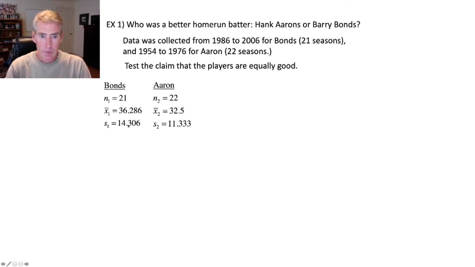So can we prove that one player is better than the other or not? So the claim will not have a number in it. It's just going to say that average for the first person equals average for the second person. H1 is not equal, so it's two tails. And as always, H sub O just has equals.